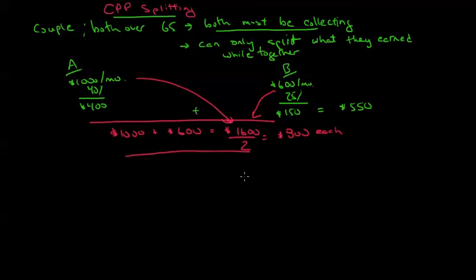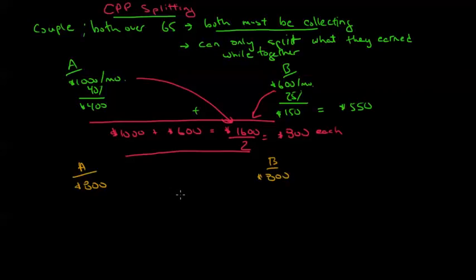So now instead of paying tax on $1,000 on the left and on $600 on the right, we're going to have A paying tax on $800 of income and B paying tax also on $800 of income.